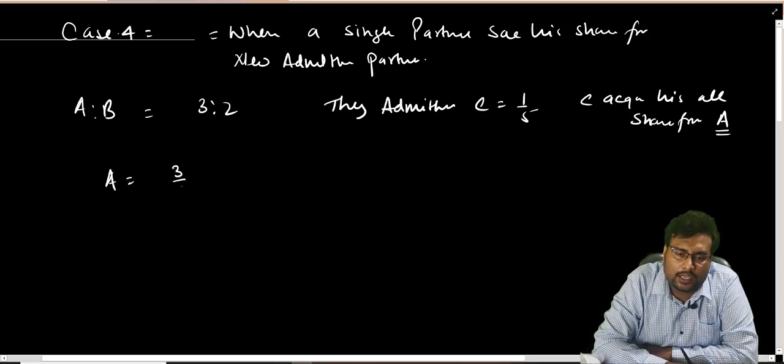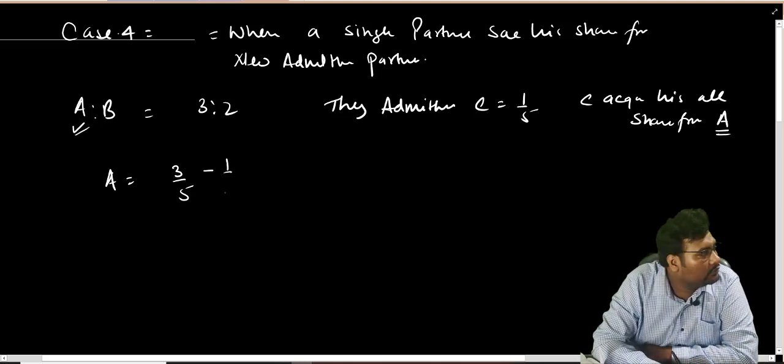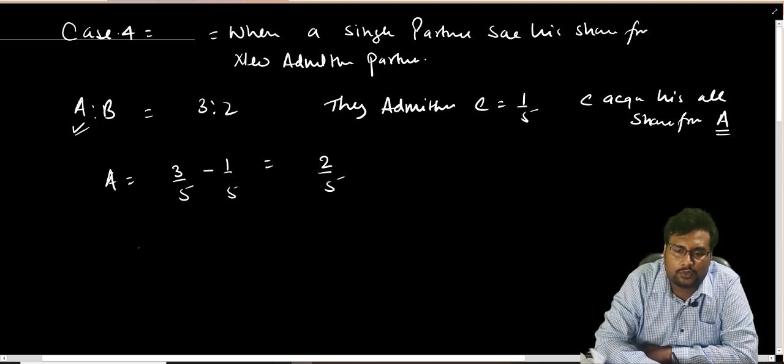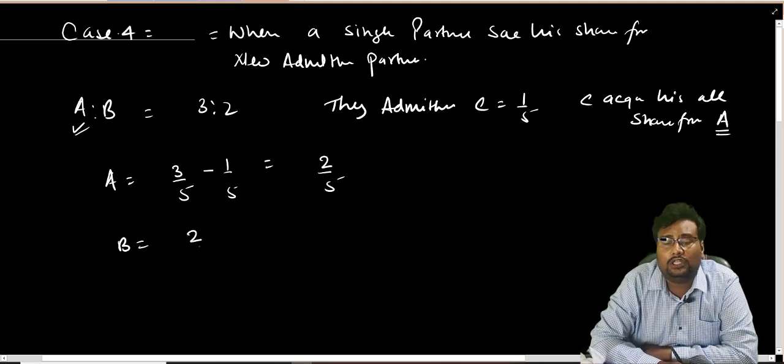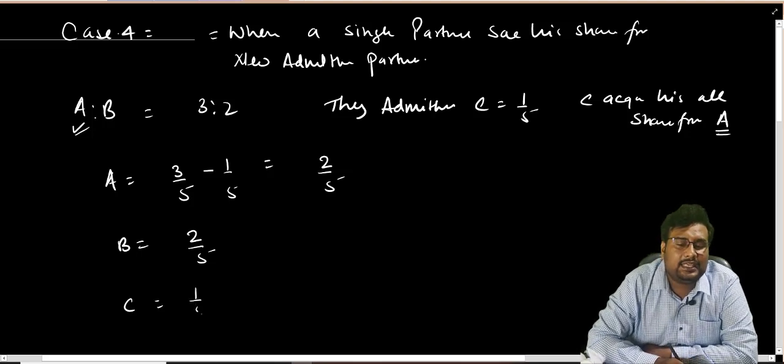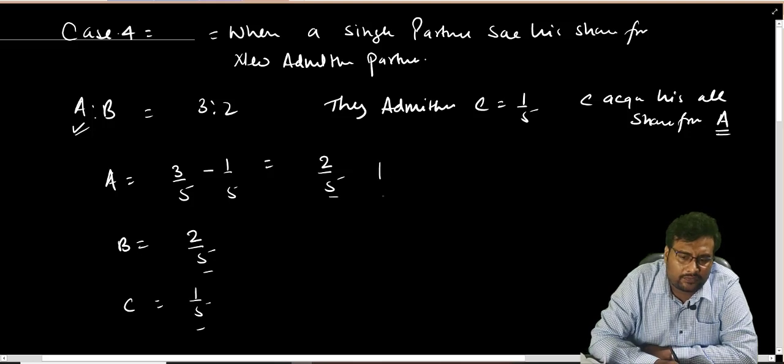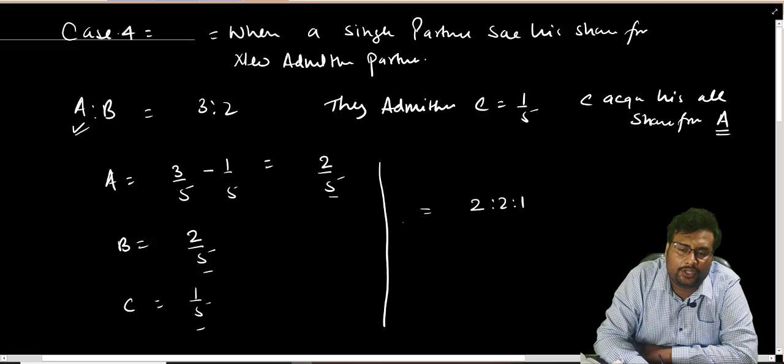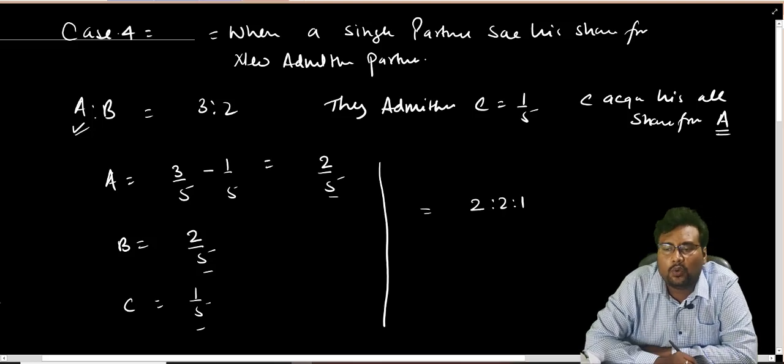A's old share is how much, beta? 3/5. And A is the only one giving shares to C. So 3/5 minus 1/5 is equal to 2/5. B's share will not change because B is not sacrificing. So B's share will remain 2/5 and C is coming in for 1/5 share. In this question, the base of each and every partner is equal. So we can say that the new ratio is 2:2:1.